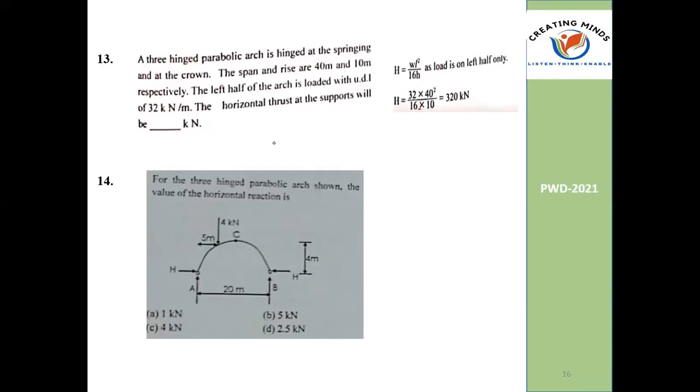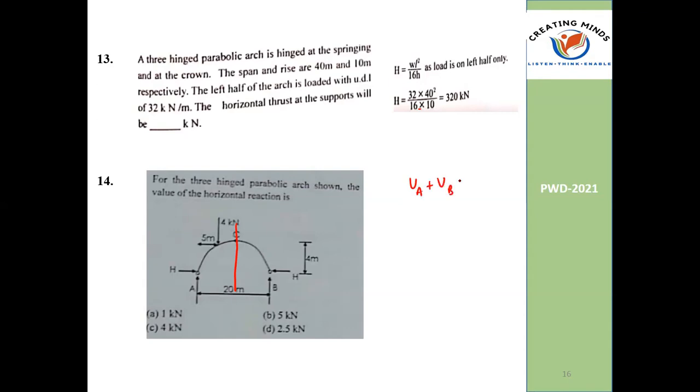320. Yes. For a three-hinged parabolic arch shown in the figure, a 4 kilonewton load is acting downward at 5 meter. What is the value of the horizontal reaction, the value of H? Only take the left half of the portion and compute VA and H. Consider only this portion. First compute VA and take moment on the left side. This height is 4 meter. Without VA, you cannot solve H. First solve VA. Sir, it's 2.5, sir.